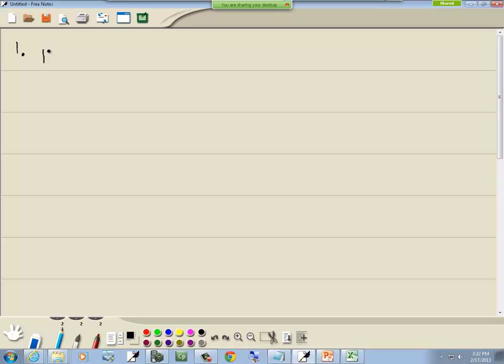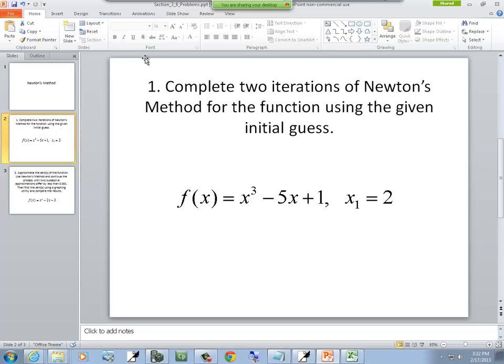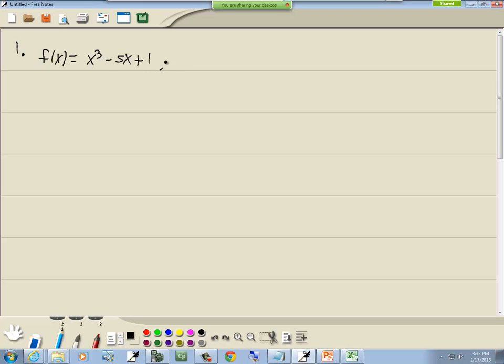Got f of x is equal to x to the third minus 5x plus 1. And let's say x1 is equal to 2. And this is Newton's method.